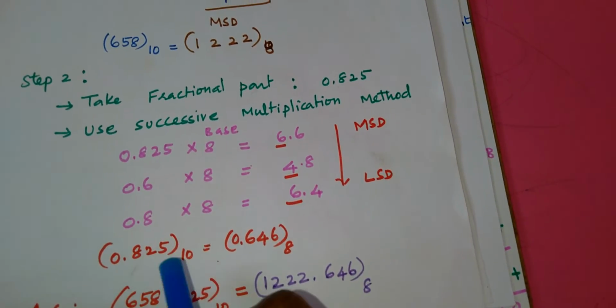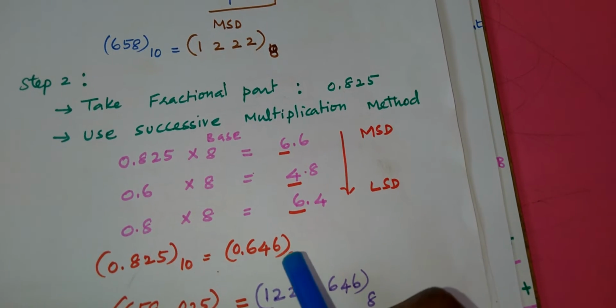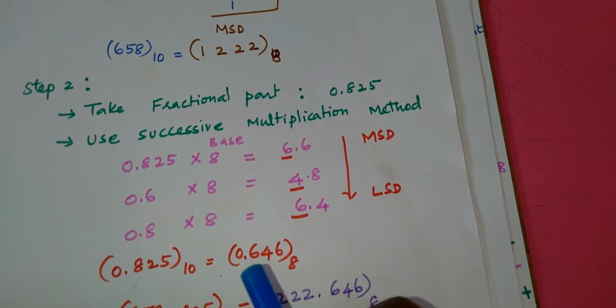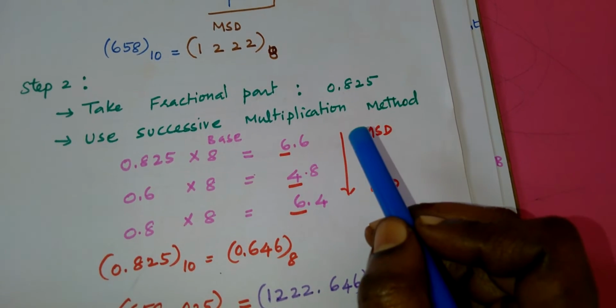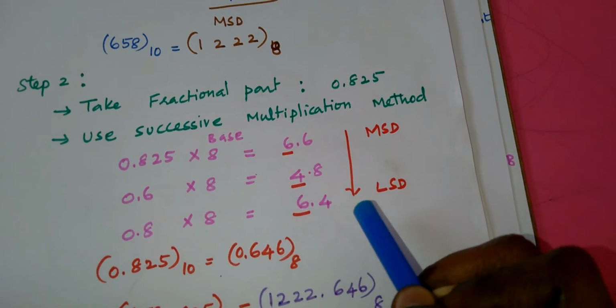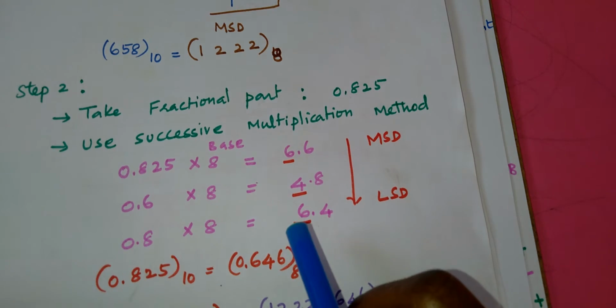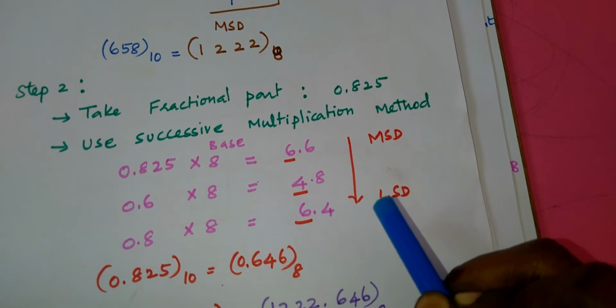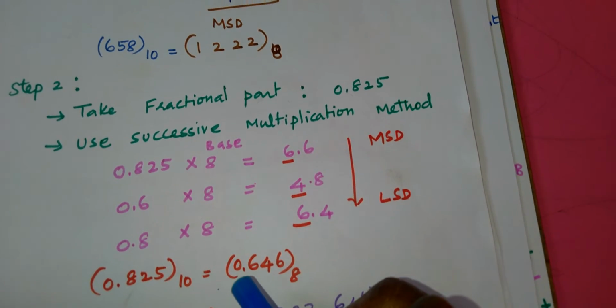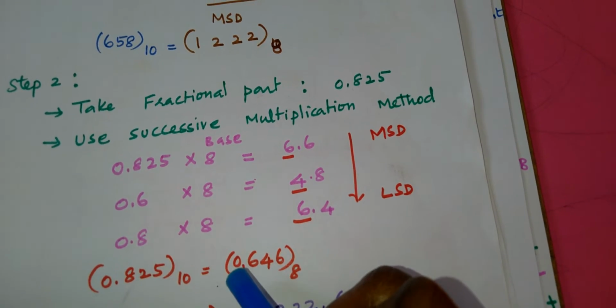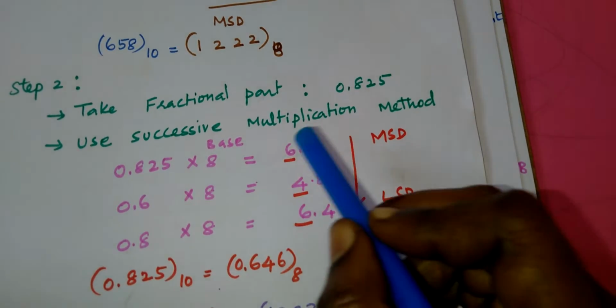Now the fractional number of the decimal is converted into an octal number. While writing the answer, you have to follow the top to bottom direction. This digit is called the most significant digit and this digit is called the least significant digit. And this answer is 0.646.